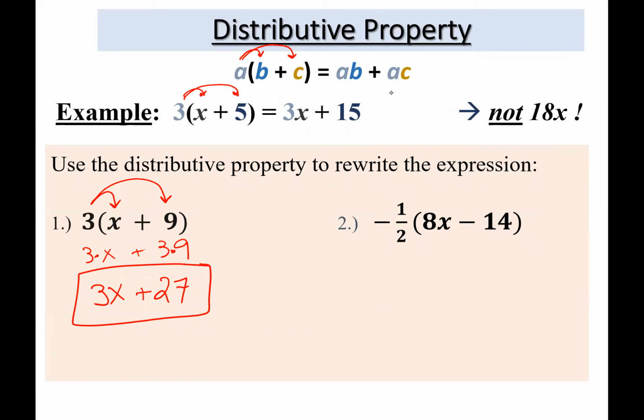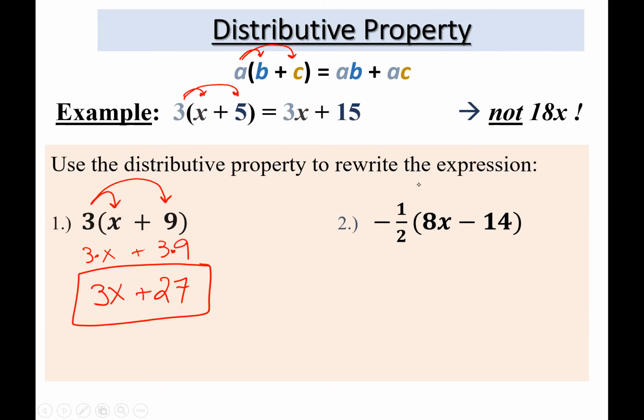So back to the previous example, the one with 3 parentheses x plus 5. Remember how that was 3x plus 15? I wrote a little note over here. That's not 18x. In case you were wondering, do I add the 3 and the 15? No, definitely not. Just keep those terms separated.